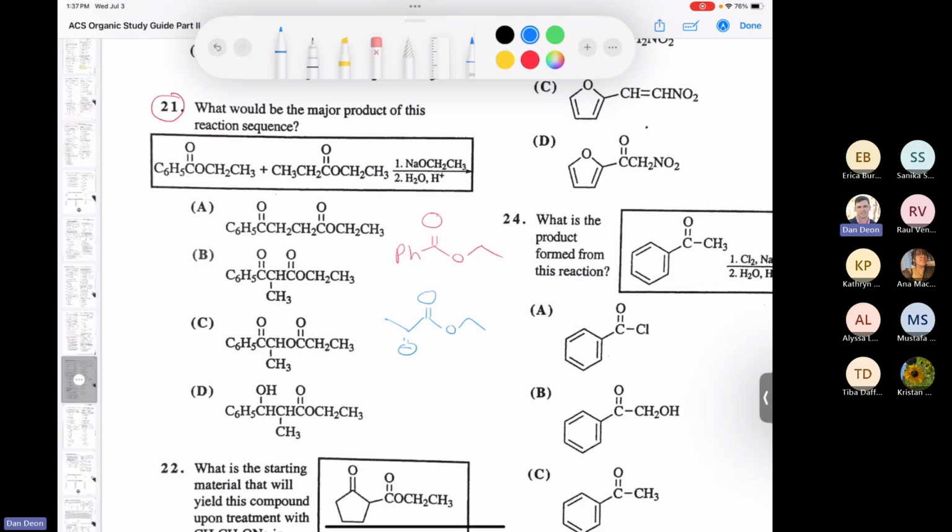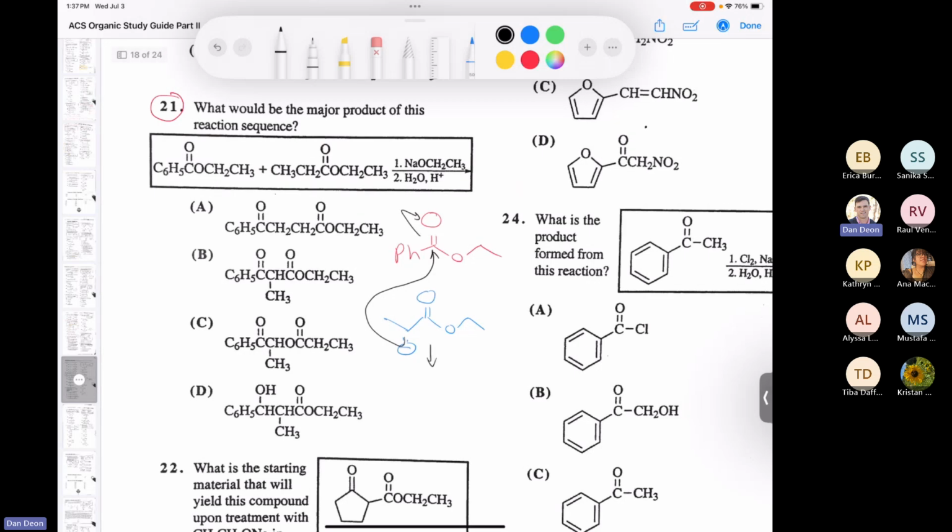This is the only place because there's no alpha proton or beta proton here, because that's an aromatic ring. And so this is the only possibility. So after we deprotonate this, what's going to happen? This is our nucleophile. This is our electrophile. Like this, we're going to do a nucleophilic acyl substitution. And so this is a Claisen reaction.